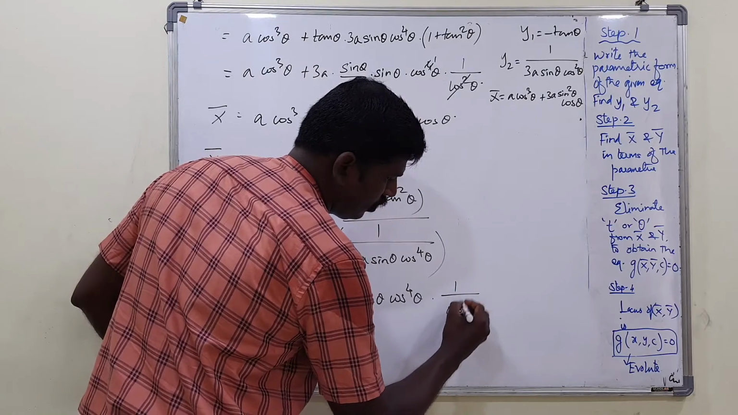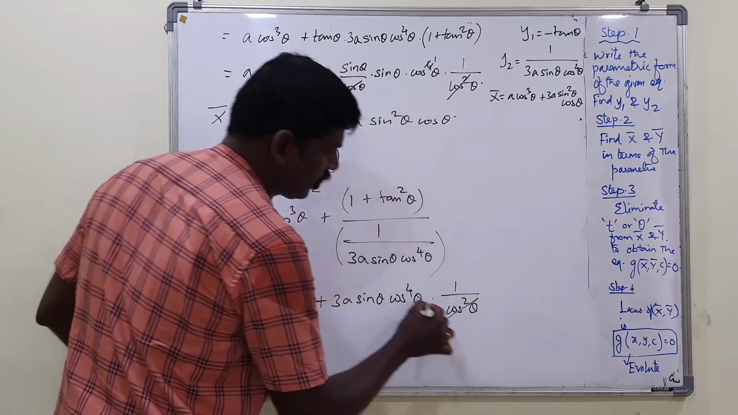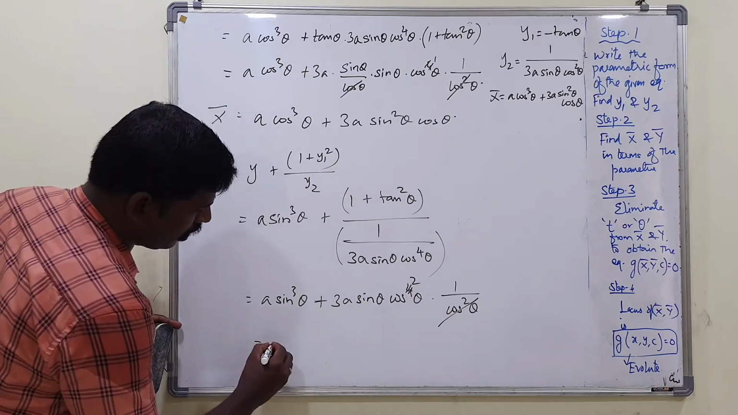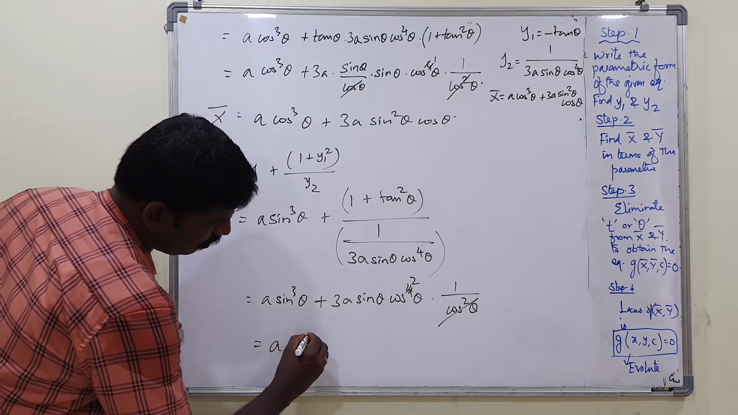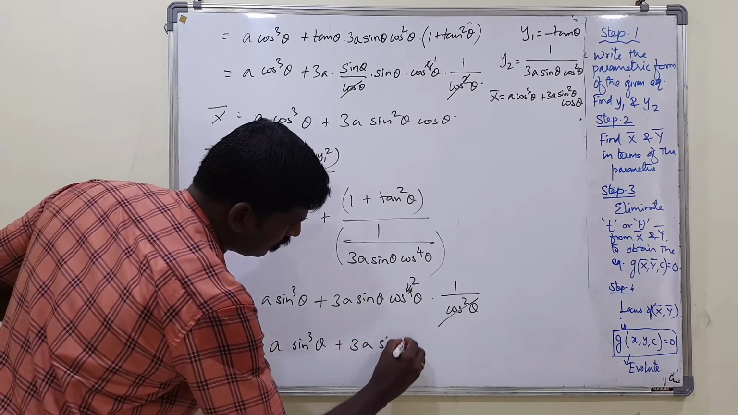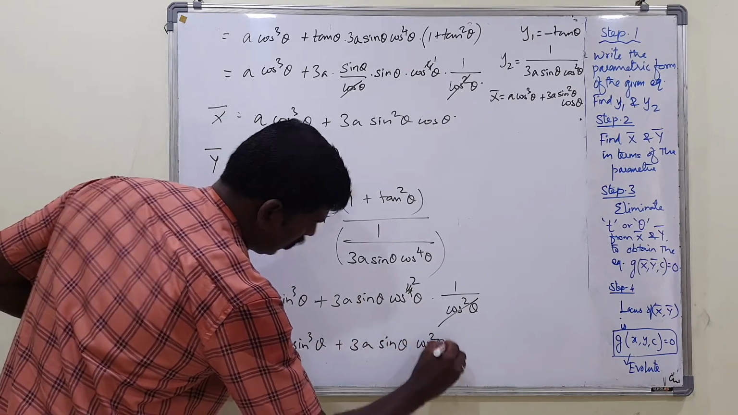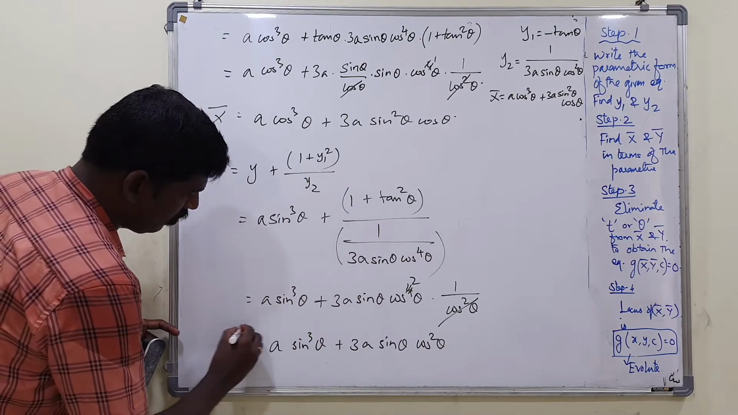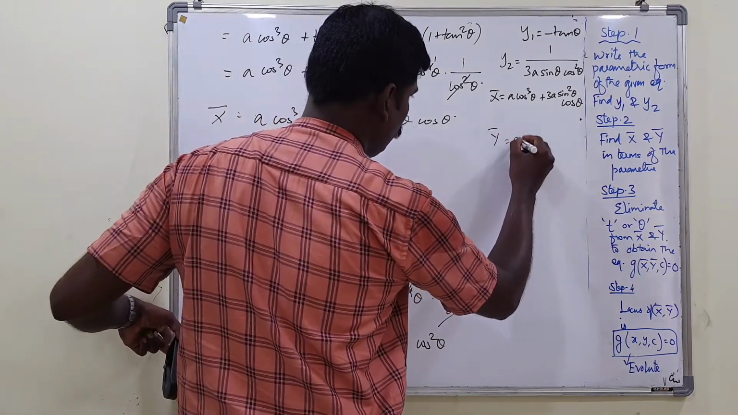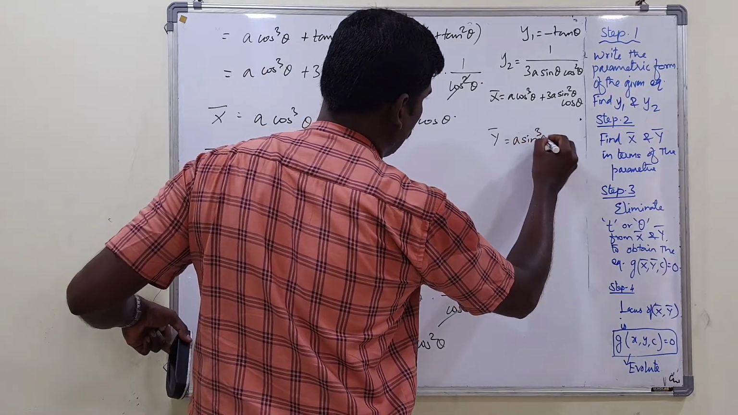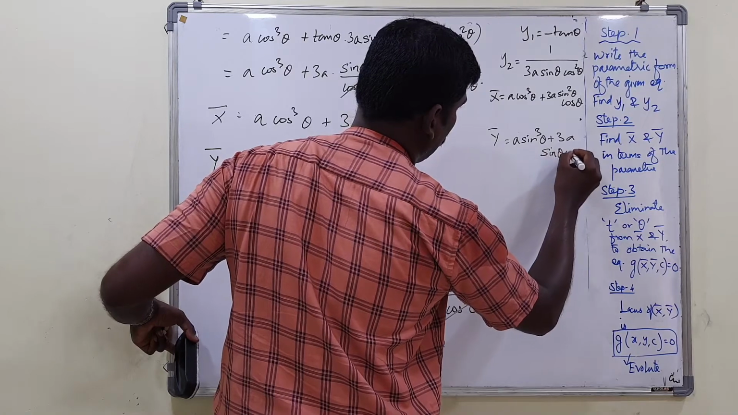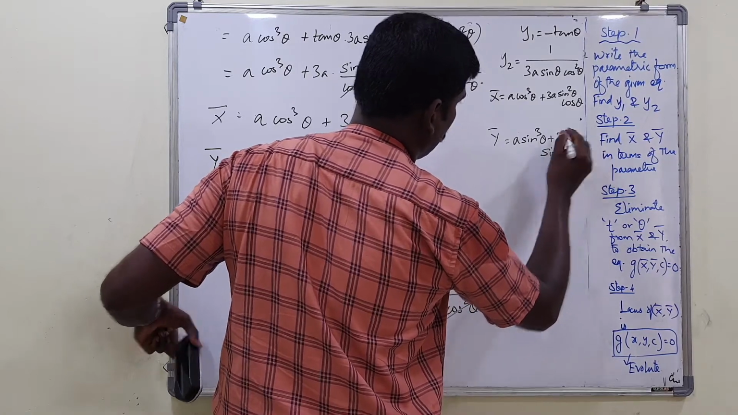1 by cos 4 theta. I strike out that cos 4 theta with this cos 4 theta, so the remaining cos 4 theta is in the numerator. So a sin cube theta plus 3a sin theta cos 4 theta is the value of y bar. So what is y bar? A sin cube theta plus 3a sin theta cos 4 theta.